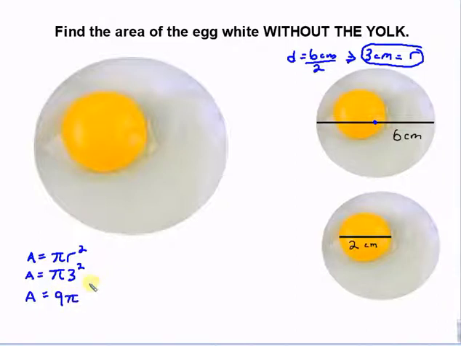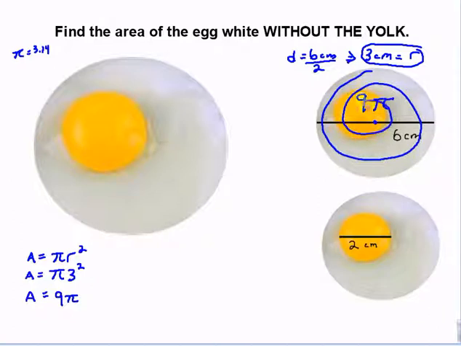And we'll go ahead and leave that in terms of pi. To leave something in terms of pi just means we leave the pi in there. Pi is equal to 3.14. But we're not going to multiply 9 times 3.14. We're just going to keep in mind that this is 9 times 3.14, or 9 times pi. That is the area. 9 pi is the area of this entire circle, this whole thing, everything included inside of it. That's what we're looking at.